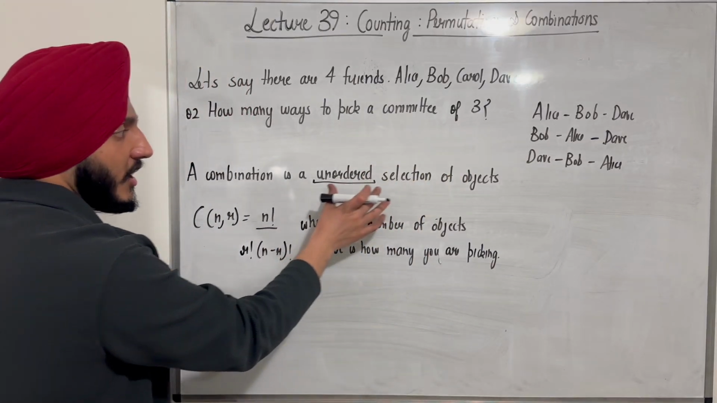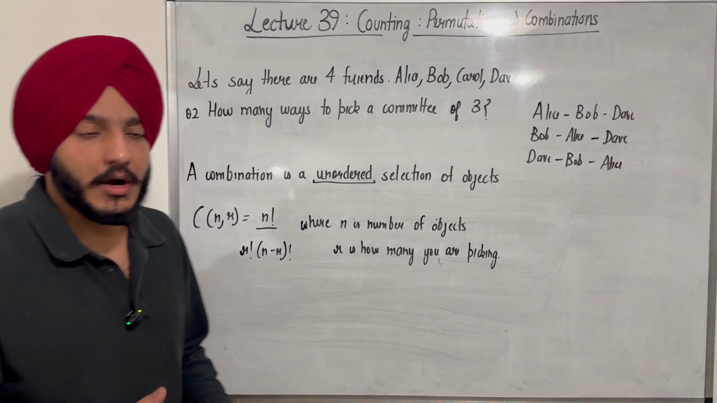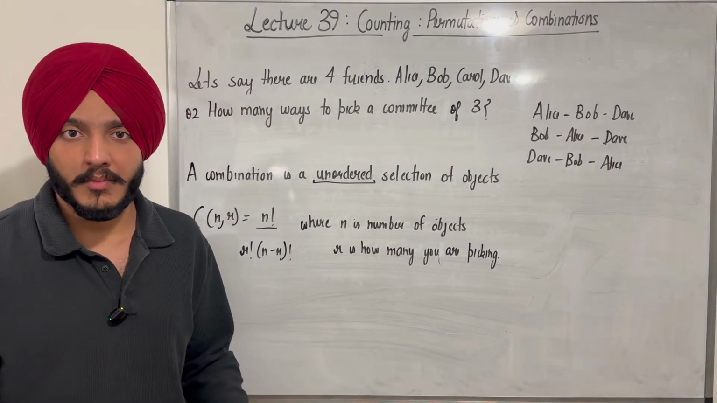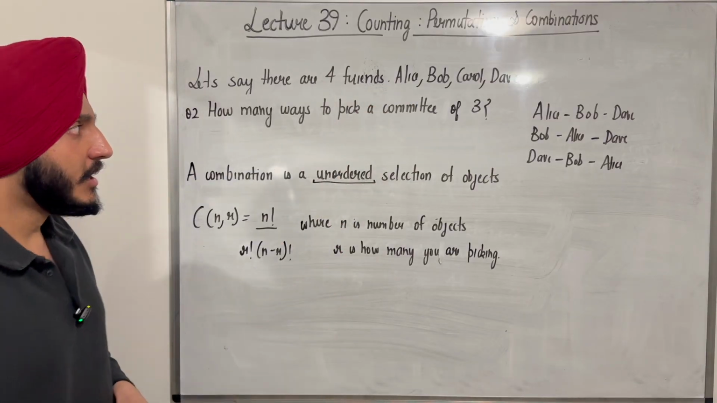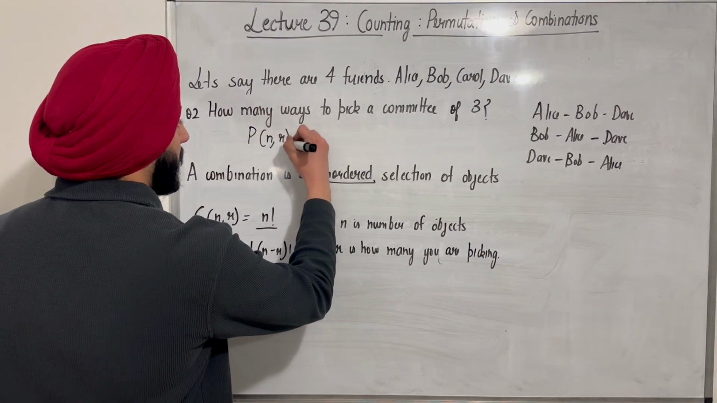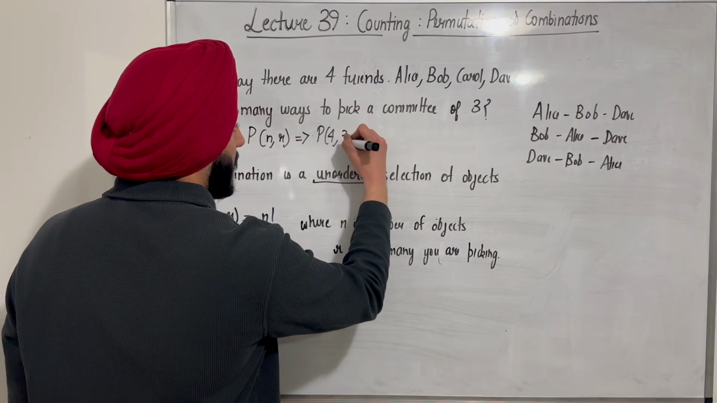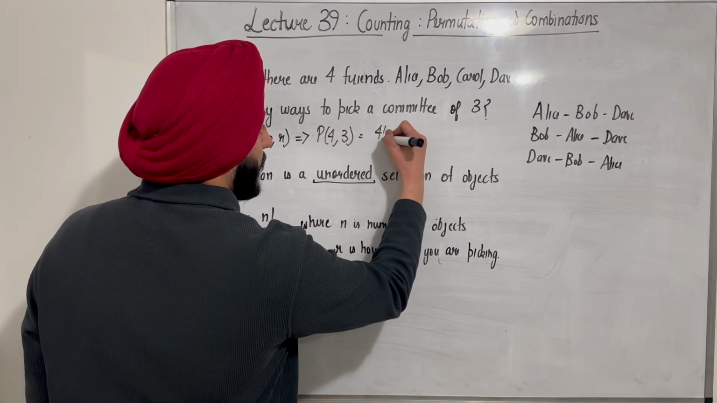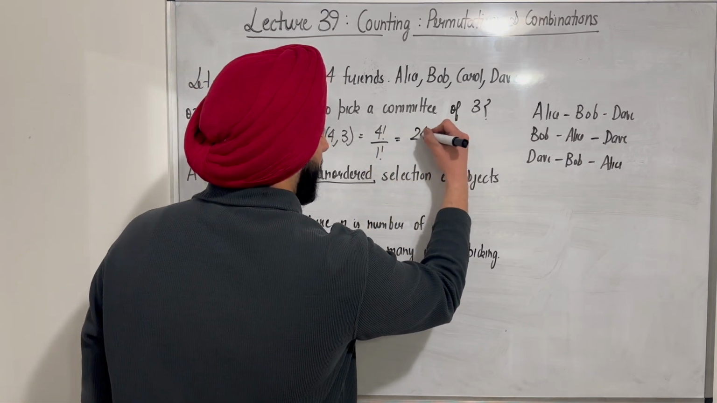So a combination is an unordered selection of objects. Now let's try to understand how we actually find the number of combinations, or what the answer to this question is. Okay, if you remember, P(n, r), or P(4, 3), was 4 factorial divided by 1 factorial, which was equal to 24.